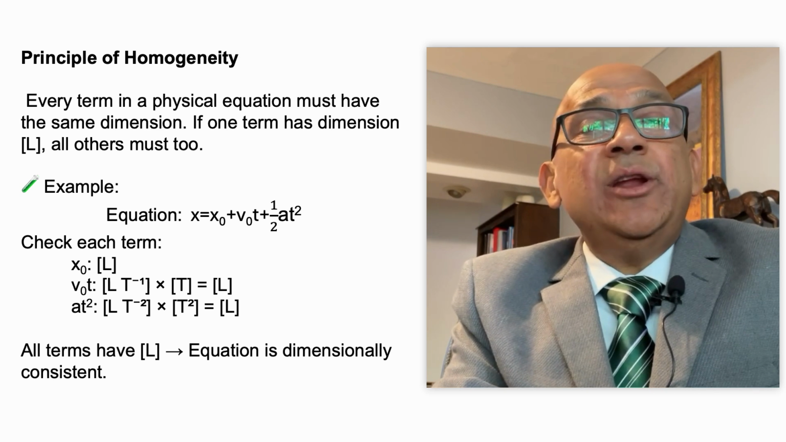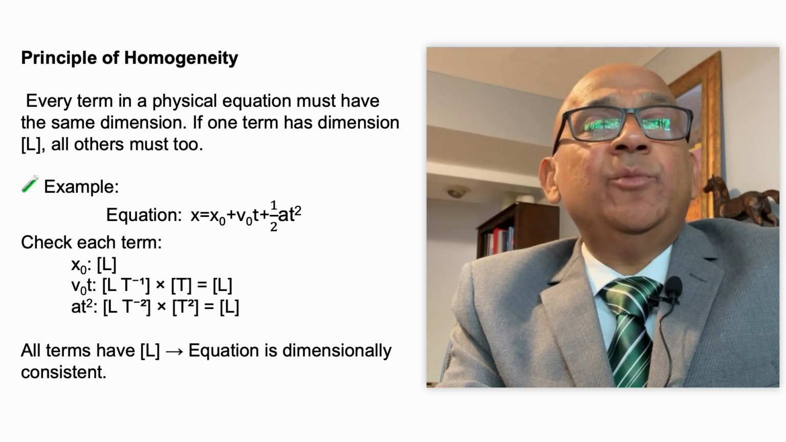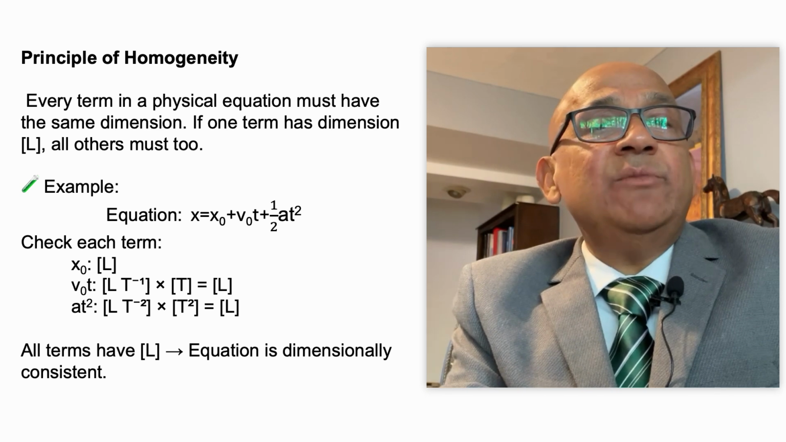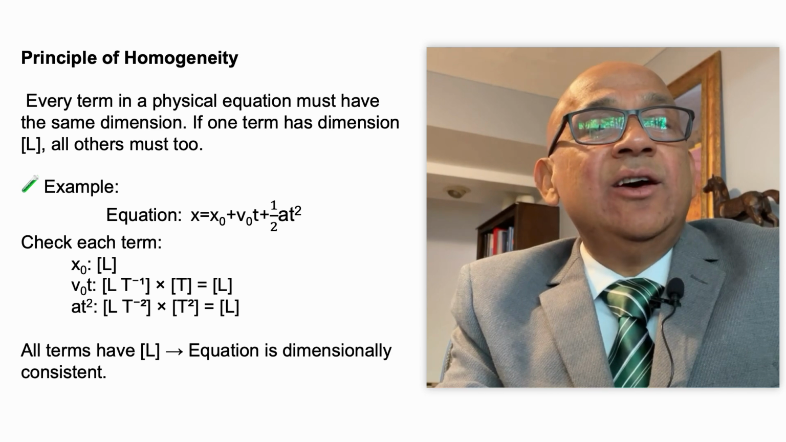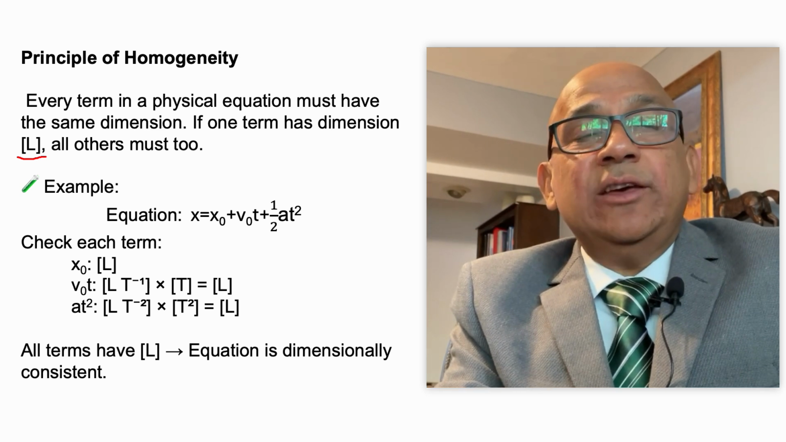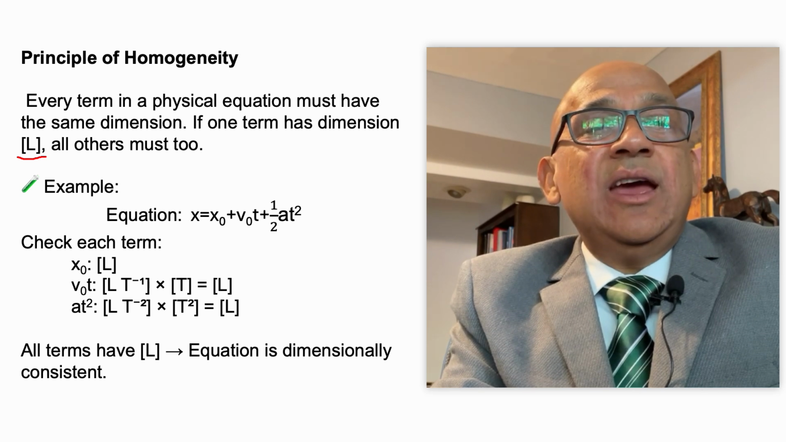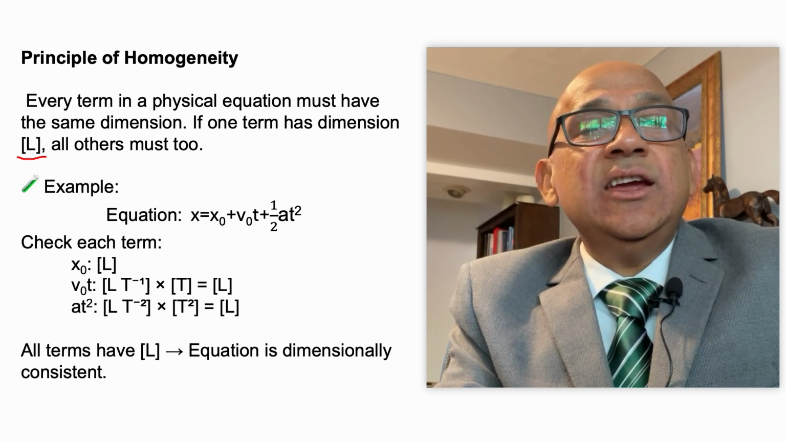There is a principle called the principle of homogeneity. According to this principle, every term in a physical equation must have the same dimension. For example, if one term has a dimension of L, all others should also have the same dimension. Let us look into an example. Here is an equation, which is x equal to x naught plus v naught t plus half a t square.